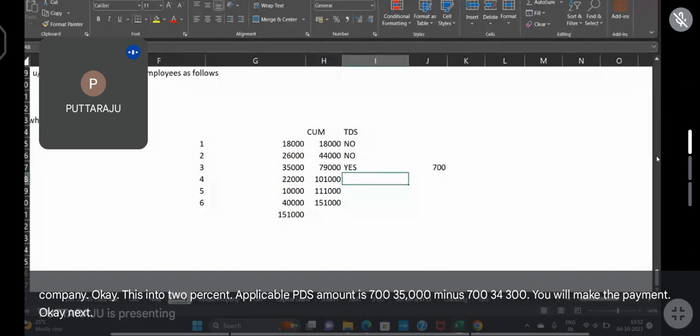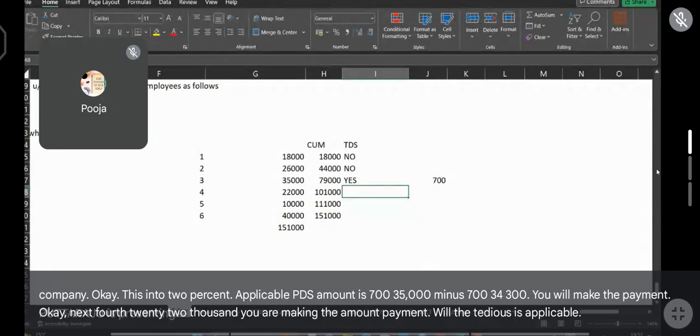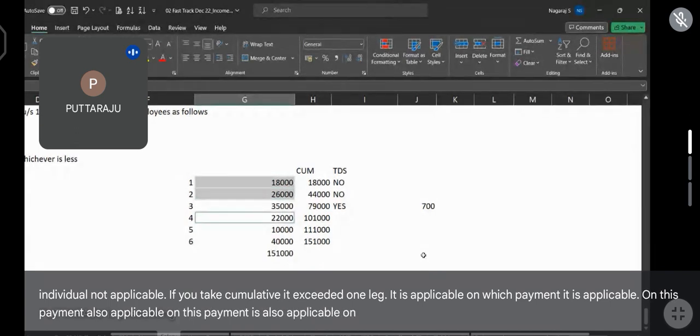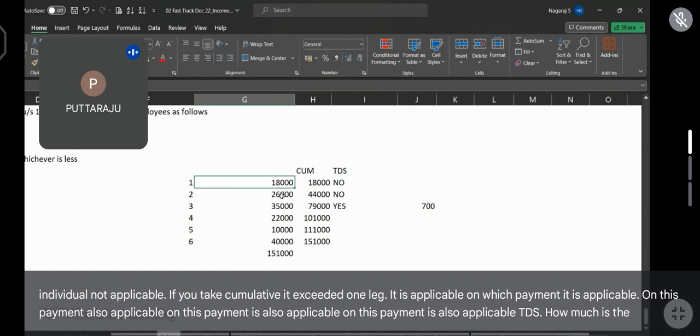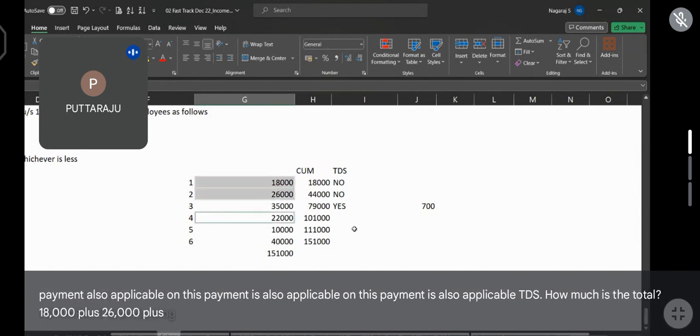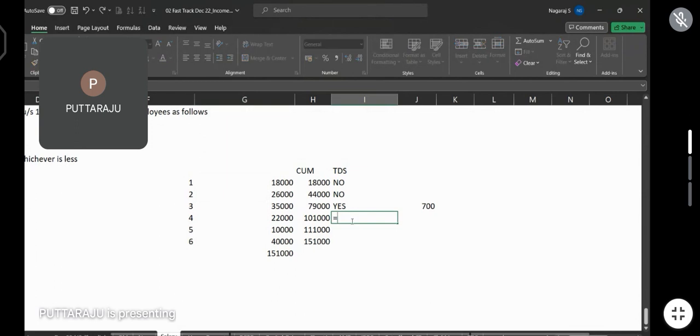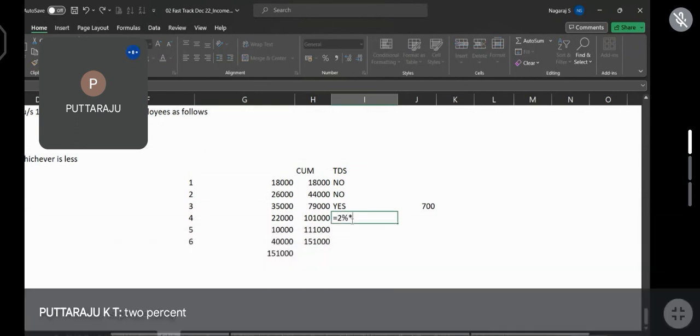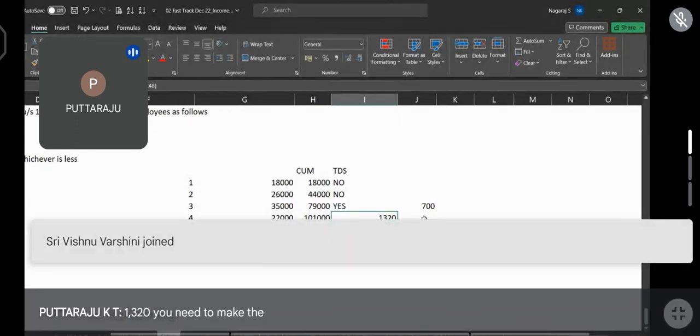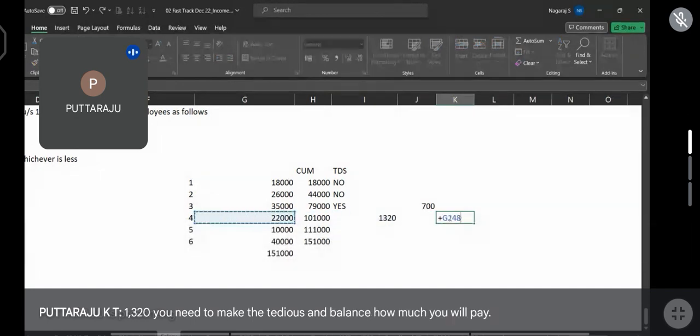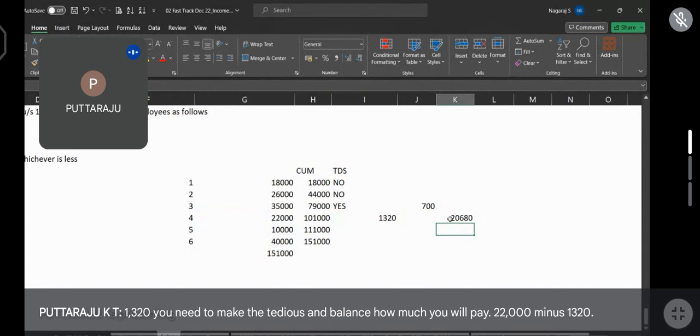Next, fourth. 22,000 you are making the payment. Will TDS be applicable? No, sir. Applicable. On this payment also it is applicable. How much is the total? 18,000 plus 26,000 plus 22,000. What is the total amount? 66,000 into 2%, 1,320 you need to deduct as TDS. And how much will you pay as balance? 22,000 minus 1,320, 20,680 you will pay.